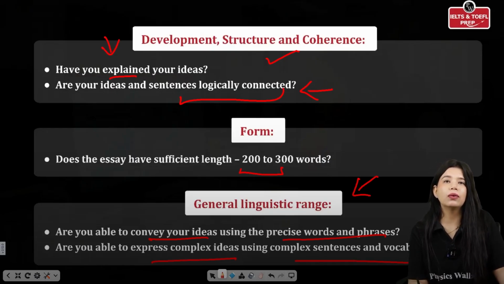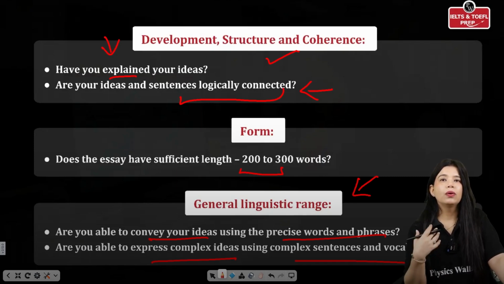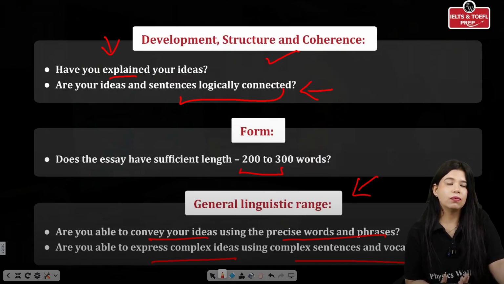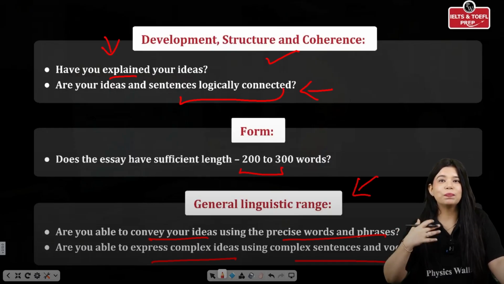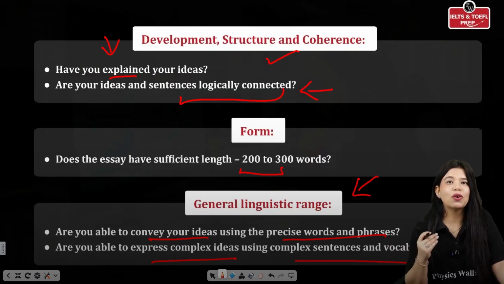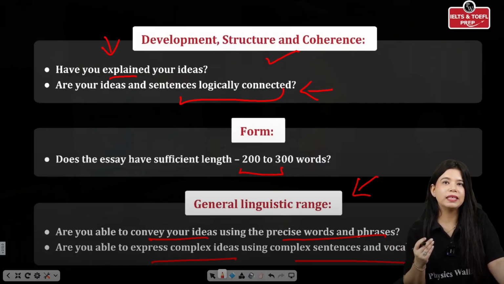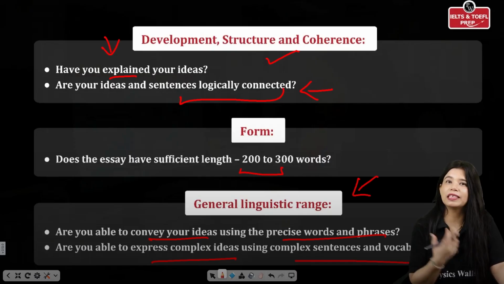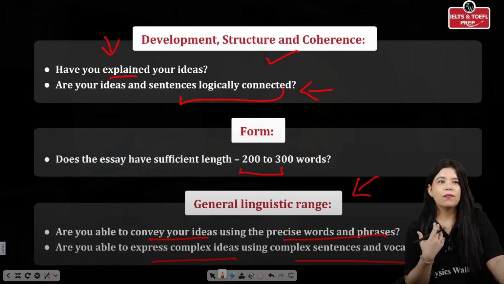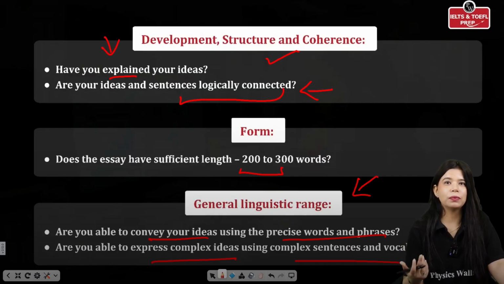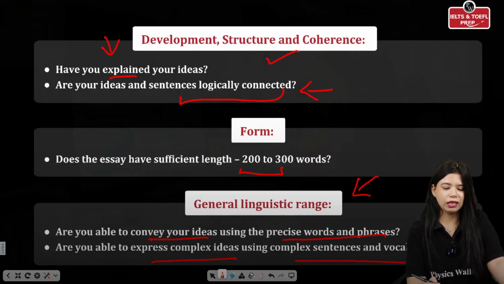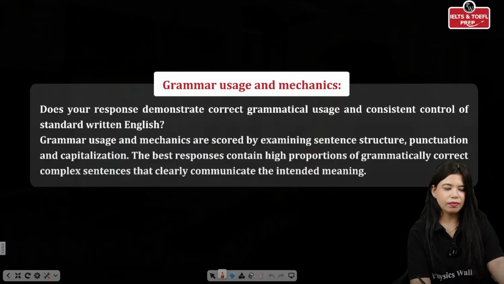So basically, when we are trying to put complex sentences into words, the language gets wordy. We start speaking and writing too much in that case. So the language should not be wordy. That is what will be seen here: are you able to express yourself in a crisp manner without making your language wordy? Are you having the right words for that? That will be seen here in general linguistic range.